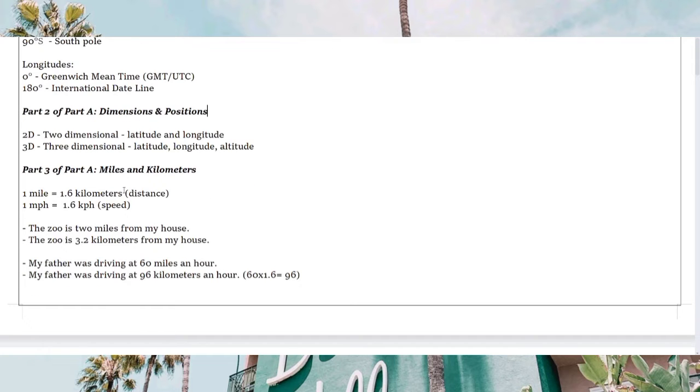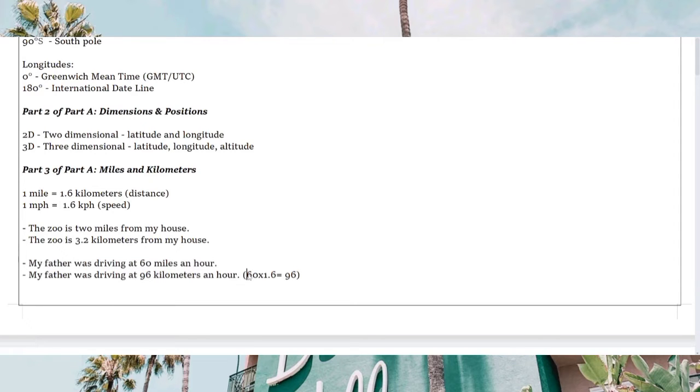Okay, miles and kilometers. A mile is 1.6 kilometers, that is distance, and 1 mile per hour is 1.6 kilometers an hour. That's your speed. So if you say the zoo is 2 miles from my house, that means the zoo is 3.2 kilometers from your house. And my father was driving at 60 miles an hour, so my father was driving at 96 kilometers an hour.